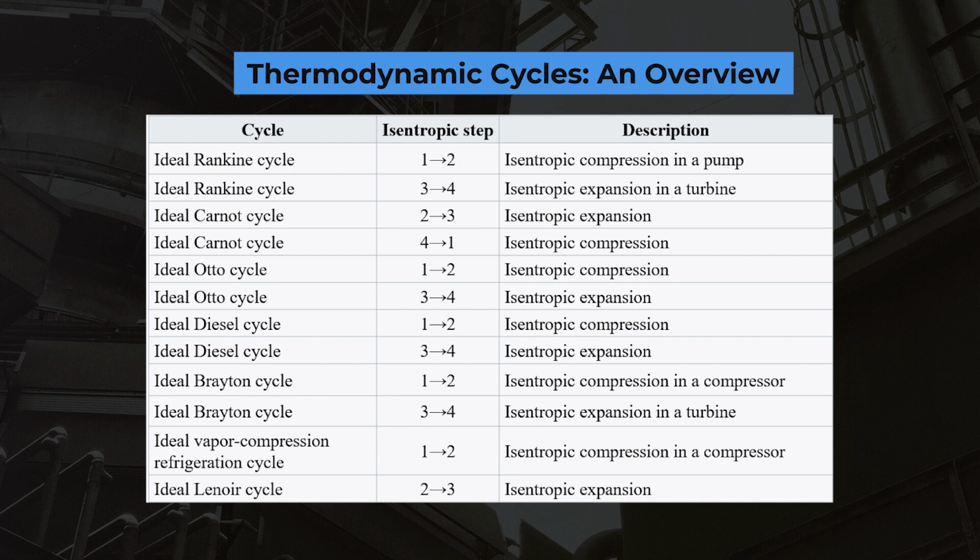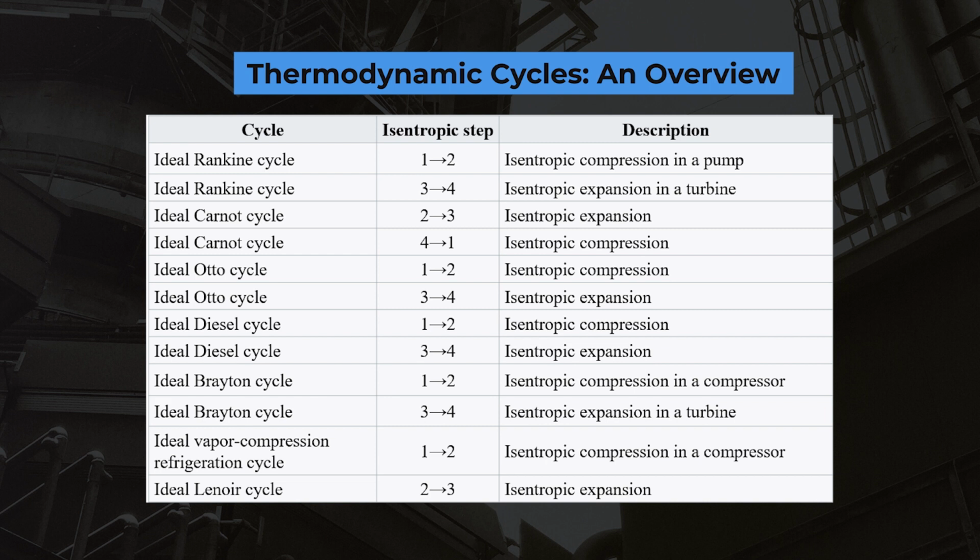In the Otto cycle, the process from 1 to 2 is isentropic compression, whereas in the same cycle the process 3 to 4 shows isentropic expansion. Taking the case of the ideal diesel cycle, the process 1 to 2 shows isentropic compression, and in the same cycle the process 3 to 4 shows isentropic expansion. Taking the example of the ideal Brayton cycle, the 1 to 2 process shows isentropic compression in a compressor, whereas the process from 3 to 4 shows isentropic expansion in a turbine.